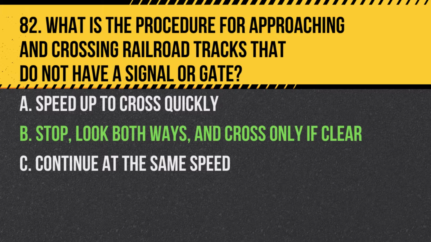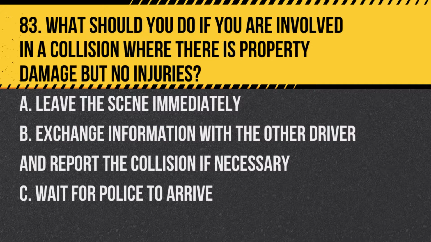Answer: B. Stop, look both ways, and cross only if clear. When approaching uncontrolled railroad tracks, it's important to stop, look for oncoming trains, and only proceed when you're sure it's safe.